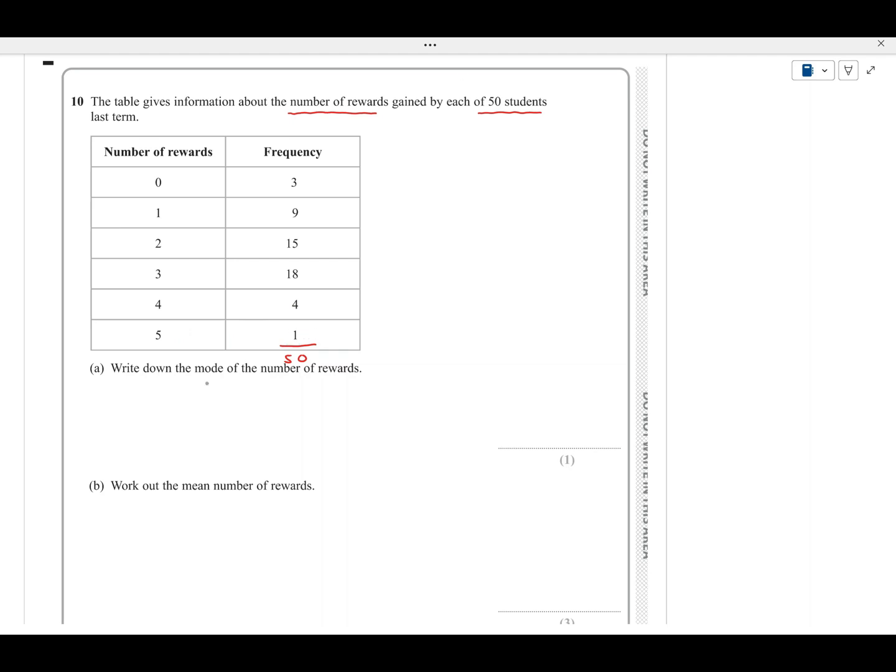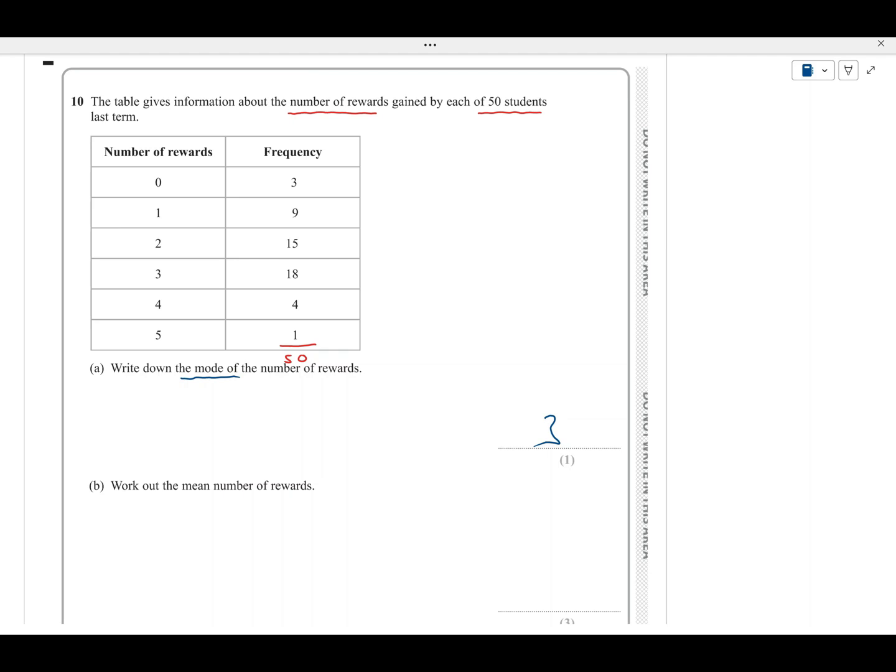Now I've sorted out what the table means, I'm going to have a go at the questions. Write down the mode of the number of rewards. Well, the mode is the one that appears the most. So which number of rewards appears the most? Answer 3, because 18 people got 3 rewards, which is more than got any other number of rewards.